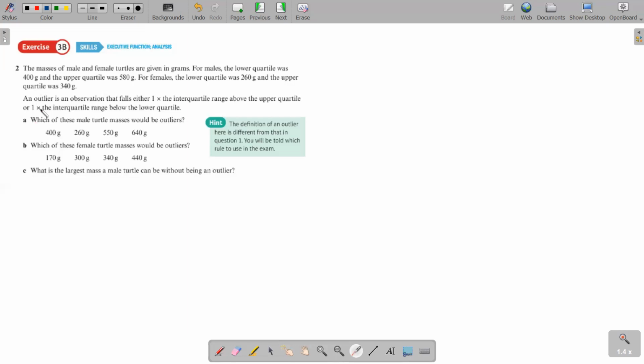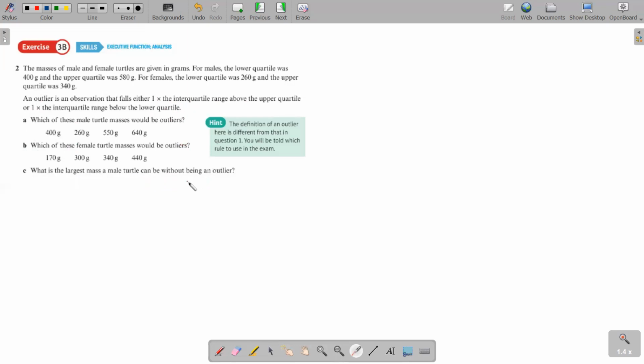Okay, look. An outlier is an observation that falls either 1 times the interquartile range above the upper quartile or 1 times the interquartile range below the lower quartile. They're asking which of these male turtles would be outliers, which of these female turtles would be outliers, and what is the largest mass that a male turtle can be without being an outlier.